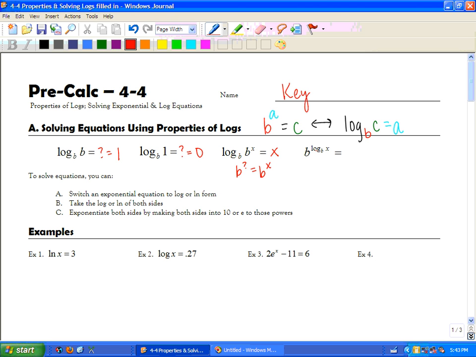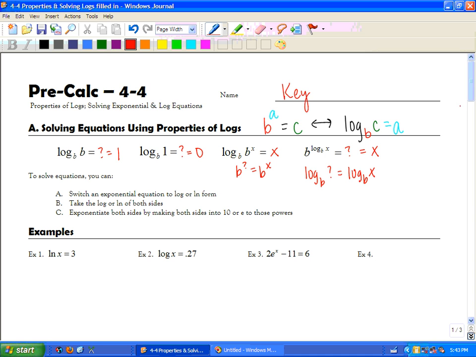And if you have b to the log base b of x power, if you switch that to log form, it would be log base b of the question mark equals log base b of x. So the log parts are the same, the base is the same, so therefore that has to equal x.